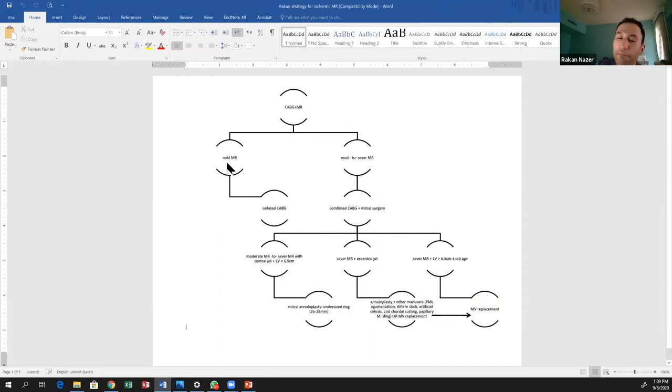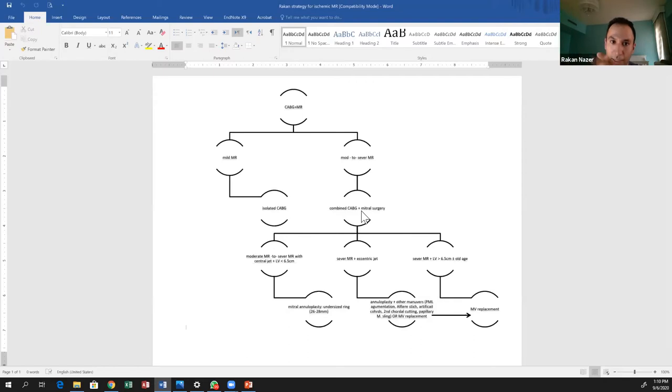So basically, if you have mild MR for somebody who needs CABG, forget about it. Just do the isolated CABG alone. If you have moderate to severe MR, then I usually do combined CABG with mitral repair, keeping in mind how the patient presented. If the patient presented primarily with angina and their old age, and they have multiple comorbidities, then I would leave the mitral and just do the CABG. But let's suppose the patient presented with heart failure rather than chest pain, then I would be more tempted to do a mitral repair in these cases.